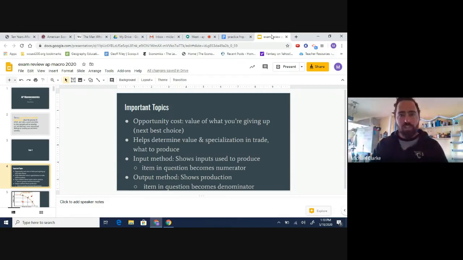An input question has to do with what is required to produce something. So an input question could look like, it takes Sarah 4 hours to knit a quilt. It takes John 2 hours to knit a quilt. Or it takes Nathan 30 minutes to bake cookies, and it could take Sarah an hour to bake cookies. And so using numbers like that, you would have to figure out who has the lowest opportunity cost and what people should specialize in. With the output method, it's looking at what people are capable of producing.